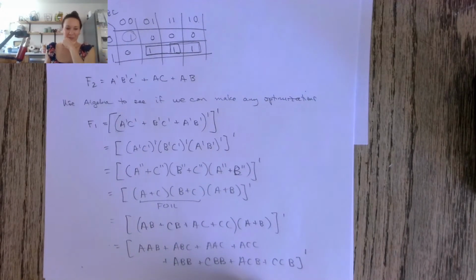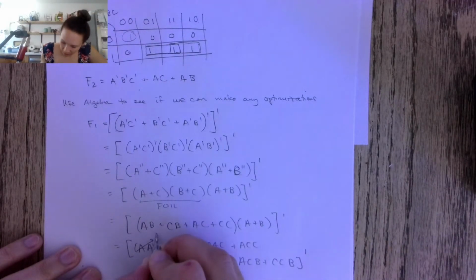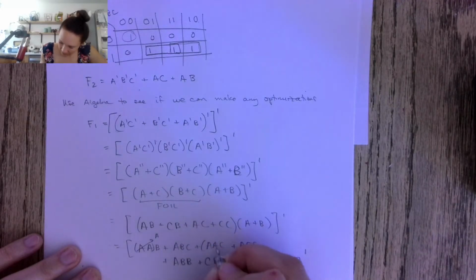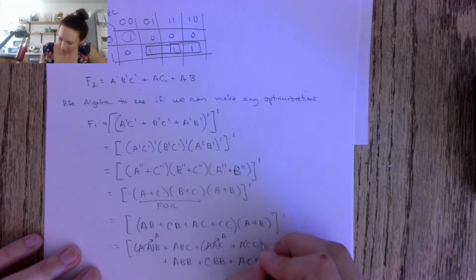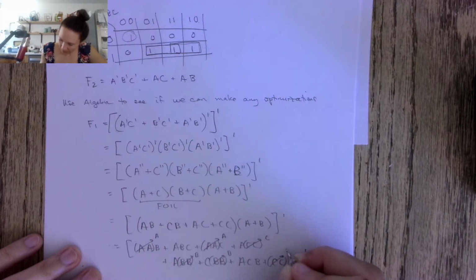Okay, so what can we do here? Anytime you have something ANDed with itself, we don't need to write both of them, we can just write one, right? So this thing here, we can replace that with just one A. This thing here, we can replace that with just one A. This thing here, we can replace that with just one C. This can be replaced with one B. This can be replaced with one B. And here's another duplicate here, C.